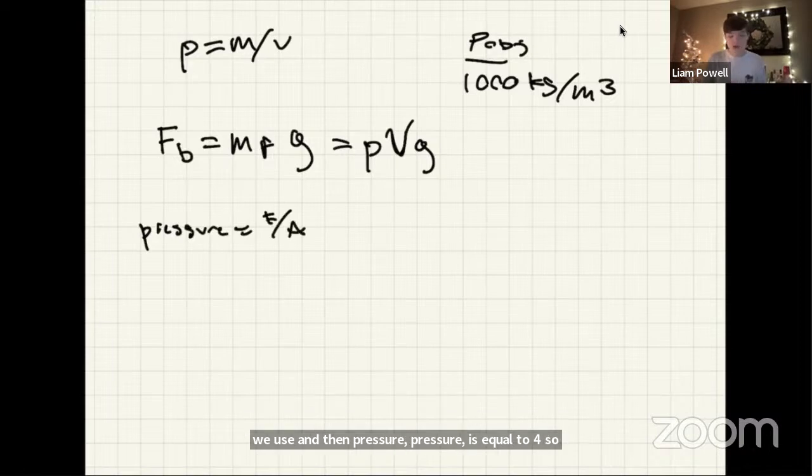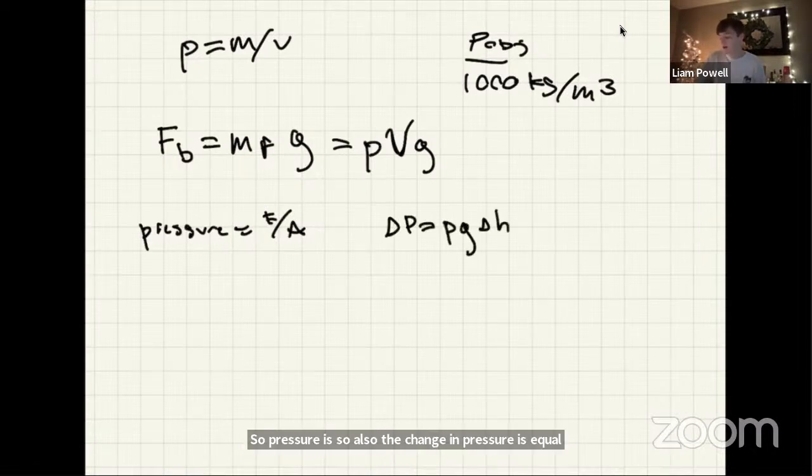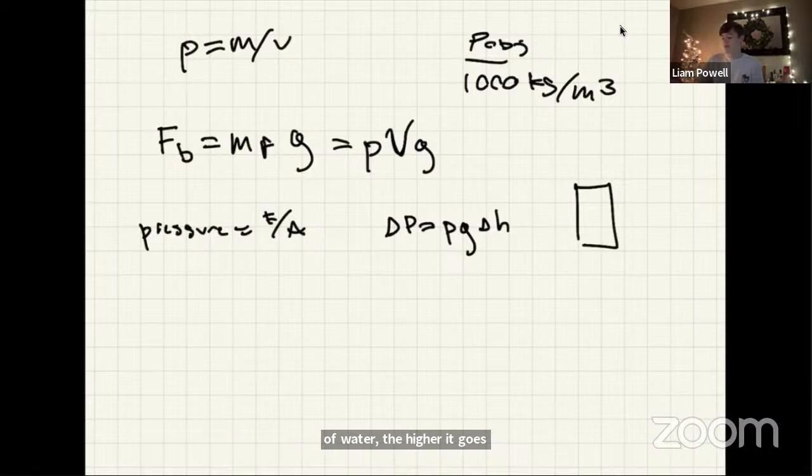The change in pressure is equal to density times gravity times the change in height of the fluid. For a column of water, the higher it goes up, the more pressure would be exerted down. Then on to Pascal's principle. Actually, first we should do gauge pressure.